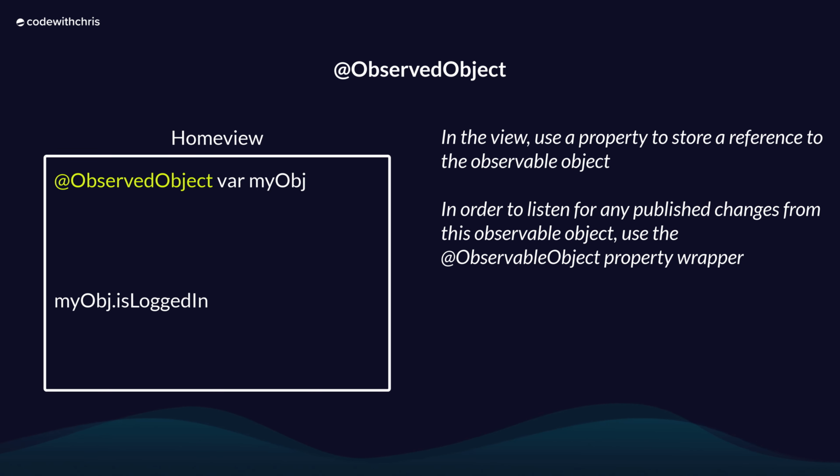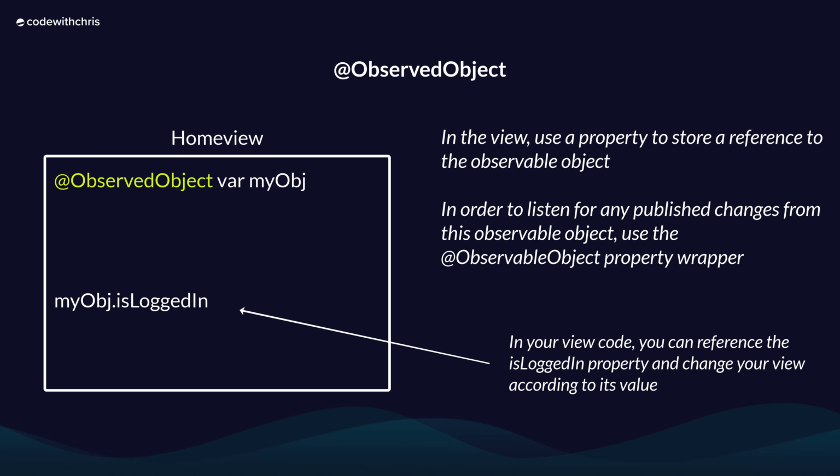Lastly, in the actual view, use a property to store a reference to the observable object. In order to listen for any published changes from this observable object, use the @ObservedObject property wrapper. Now in your view code, you can reference the isLoggedIn property and change your view according to its value. And when its value actually changes, your view code will be notified and it'll pick up that change and recompute the views to reflect the new state. Alright, now let's do an example in Xcode.